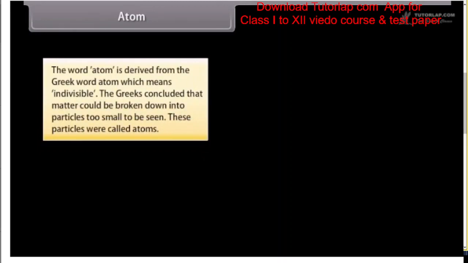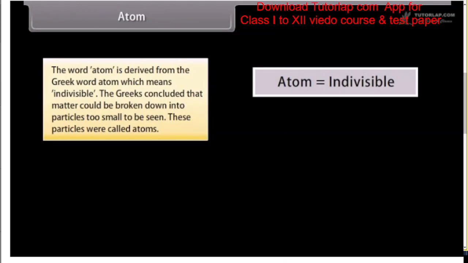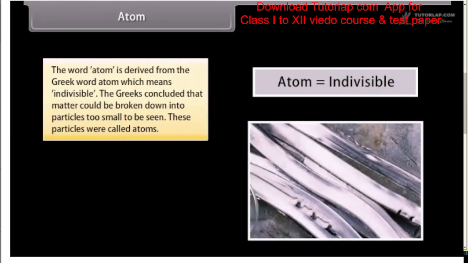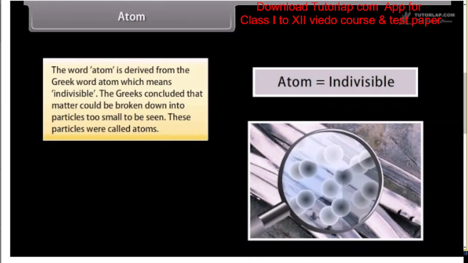Atom. The word atom is derived from the Greek word atomos, which means indivisible. The Greeks concluded that matter could be broken down into particles too small to be seen. These particles were called atoms.